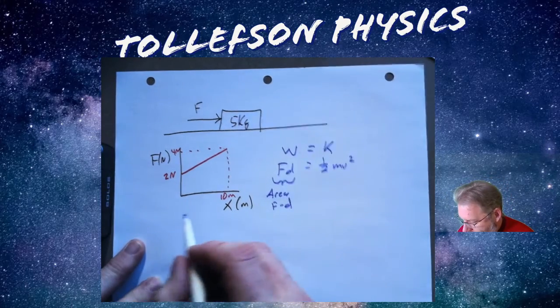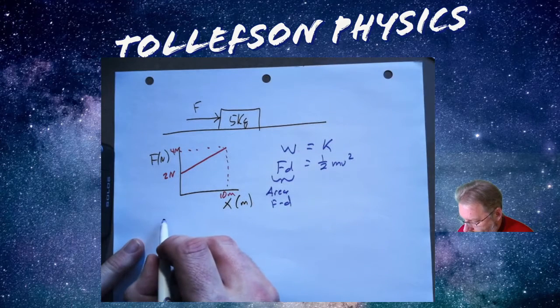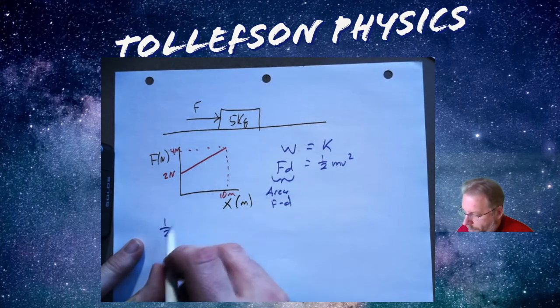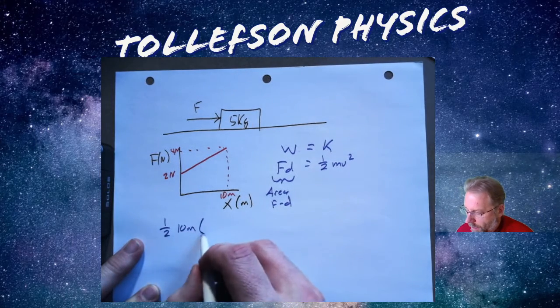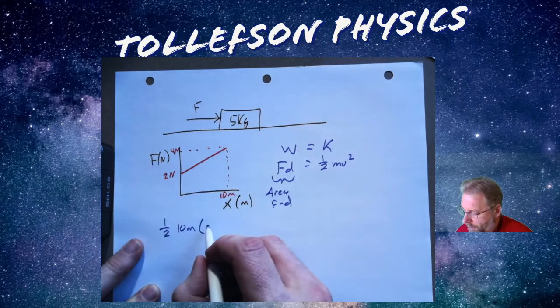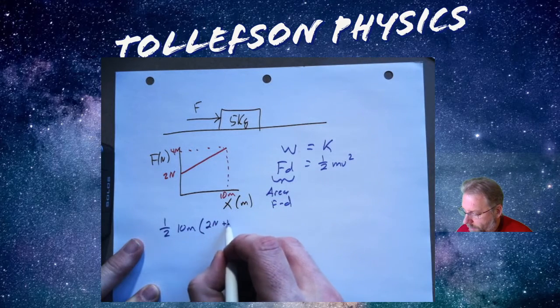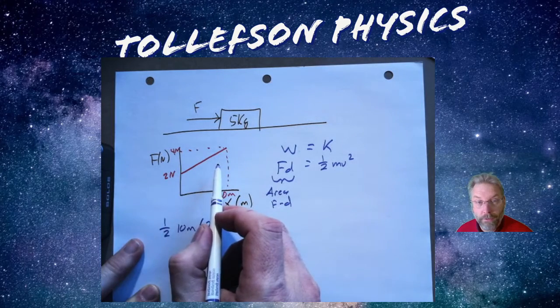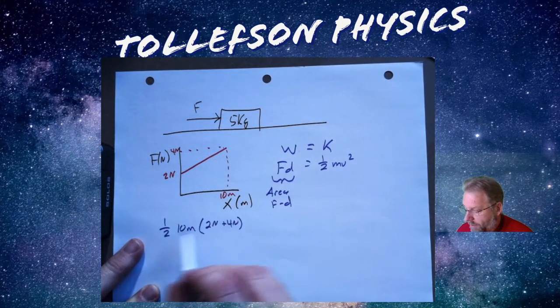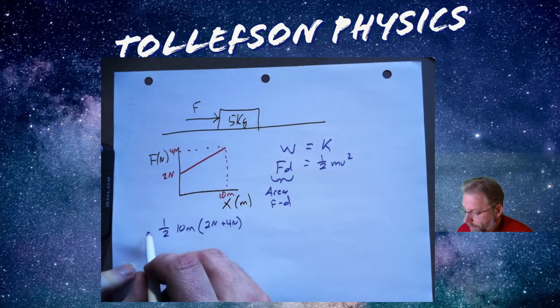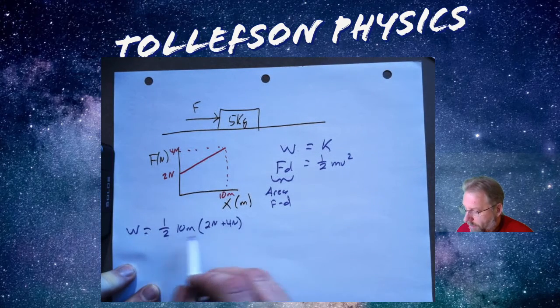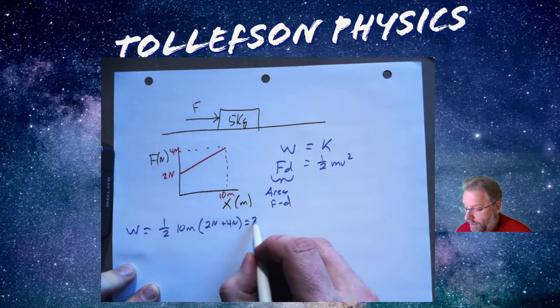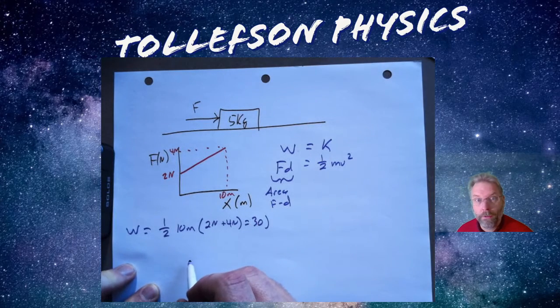One way to do this is I could use the trapezoid formula. So I've got 1/2, the base is 10 meters, and it's 1/2 because I'm basically going to average these, right? 2 newtons plus 4 newtons divided by 2 ends up being the average force. So that ends up being 3. This is the amount of work. That 6 divided by 2 is 3, times 10 is 30 joules. So I'm doing 30 joules of work here.